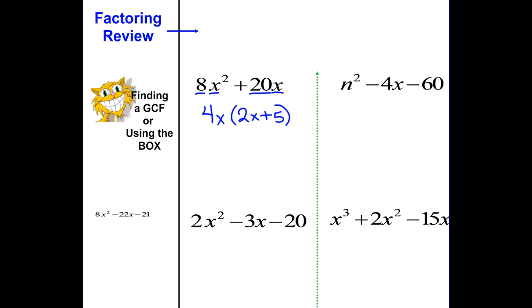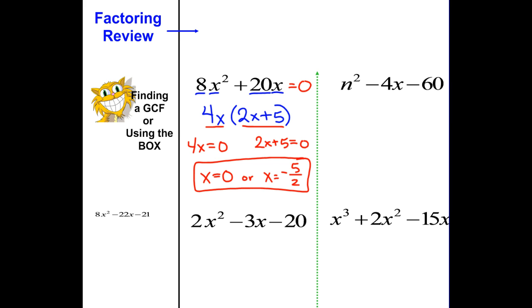So remember, to solve this, if I set this equal to 0, we would set 4x equal to 0, and we'd set 2x plus 5 equal to 0 to get x equals 0, or x equals negative 5 halves would be my solution to that problem. I'm not going to show you how to do those anymore, just the solving. I'm just going to talk about the factoring part.